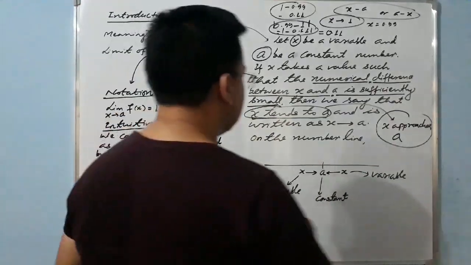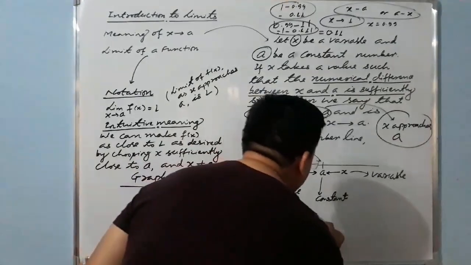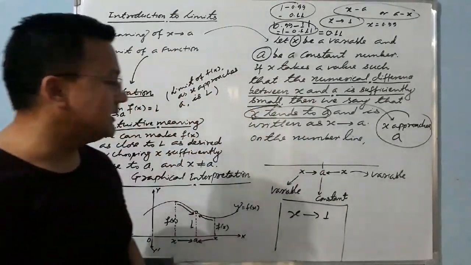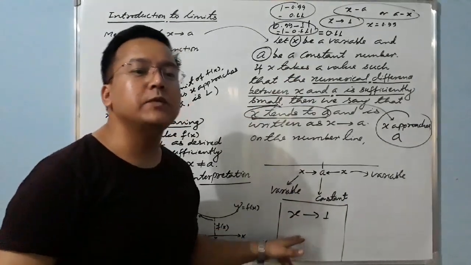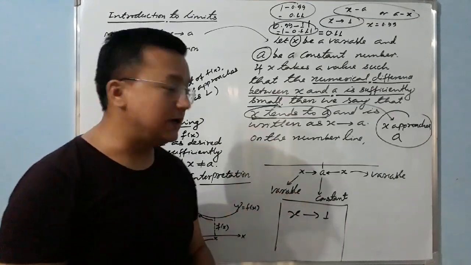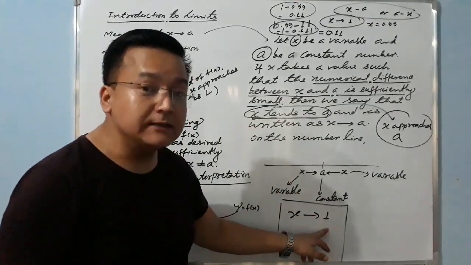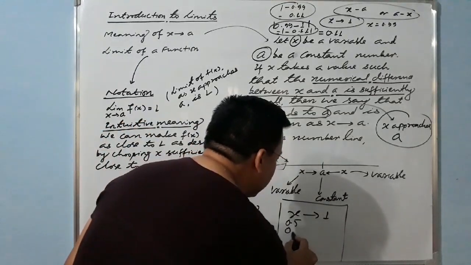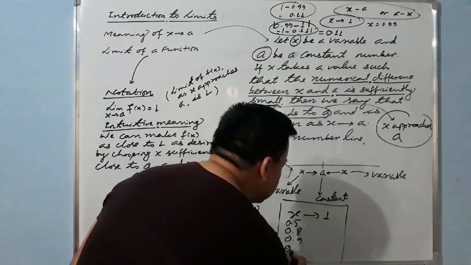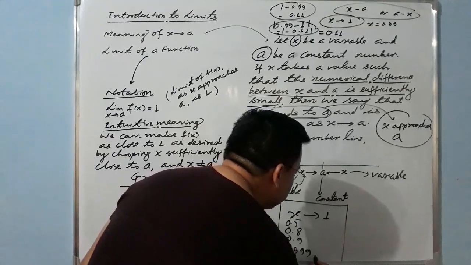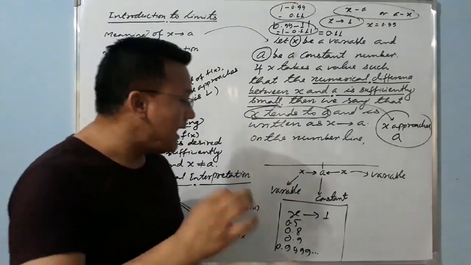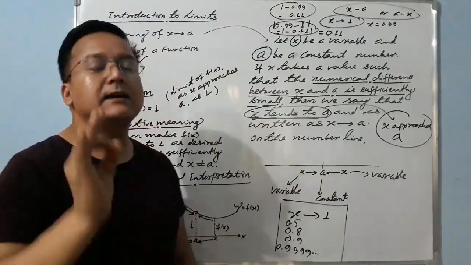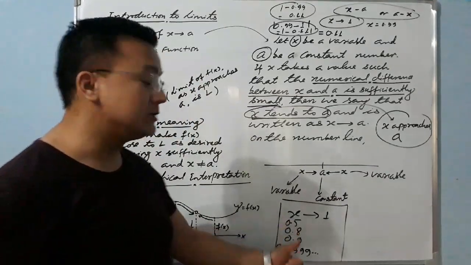So let me tell you again: instead of x tends to a, if we take x tends to 1, what is the meaning of x tends to 1? According to this, if the difference between x and 1 is sufficiently small, x is a variable, 1 is your constant. Here x can take any value, like 0.5, 0.8, 0.9, 0.99, 0.999, and so on, right? But x is not equal to 1. x is very near to 1, x approaches 1, but it can't be 1. So this is the meaning of x tends to 1.